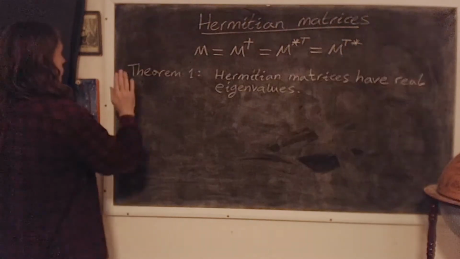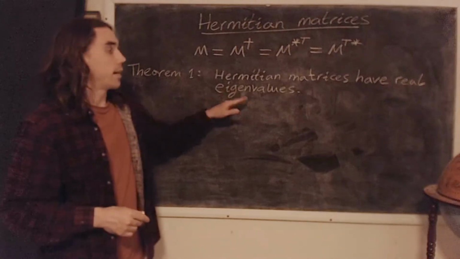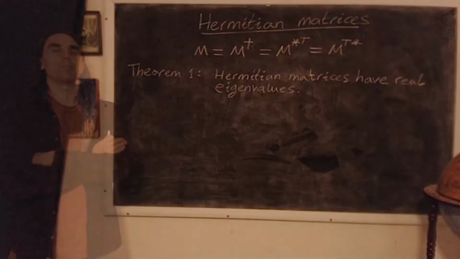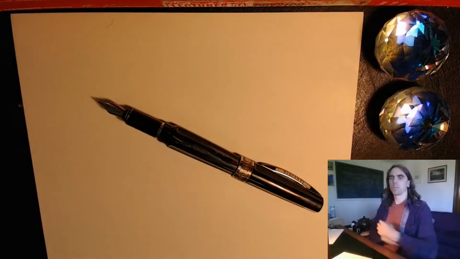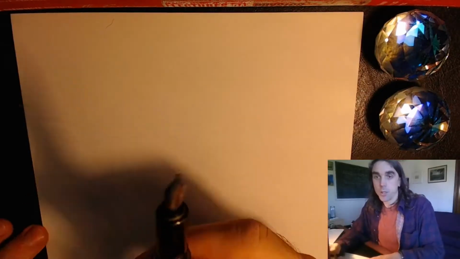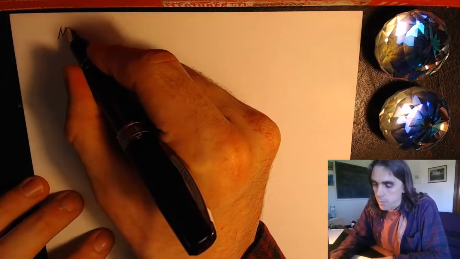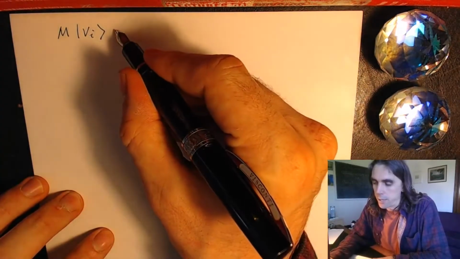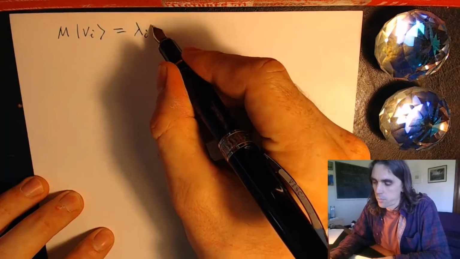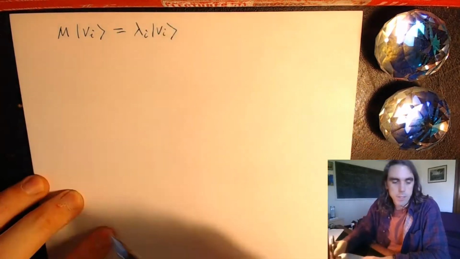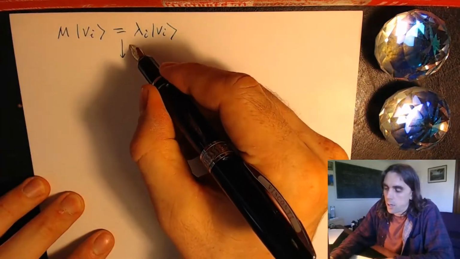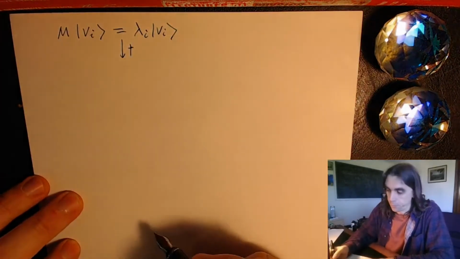First, theorem 1. Hermitian matrices have real eigenvalues. Let's show that in the worked example area. Okay, so to prove theorem 1, we can take our matrix and its corresponding eigenvectors, defined as follows. And we can act the Hermitian conjugate on both sides.